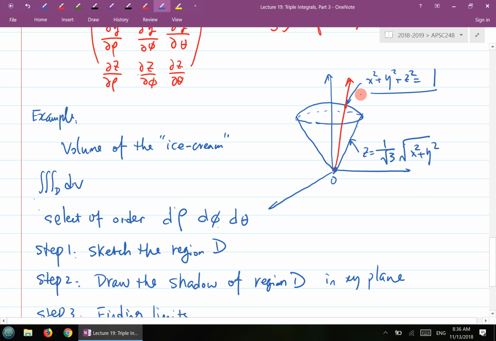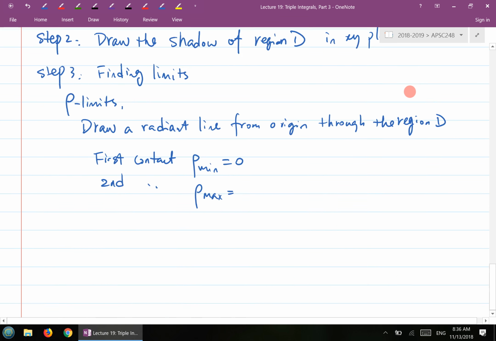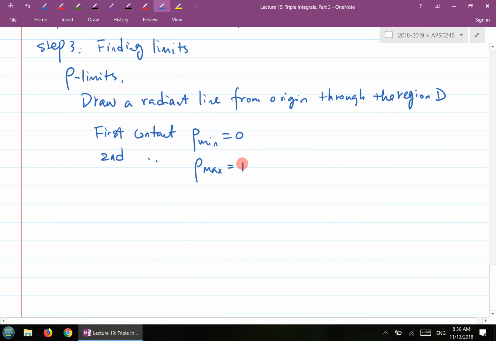So what do you think the rho max is? 1, right? It's always radius 1 because it falls right on the surface of the sphere centered around the origin. This is a difference with the other sphere centered around 0, 0, 1, the one that I showed you. When you have a sphere centered around the origin, your rho is equal to 1, so your rho max is equal to 1 here.